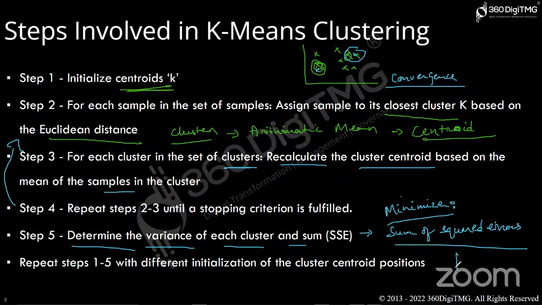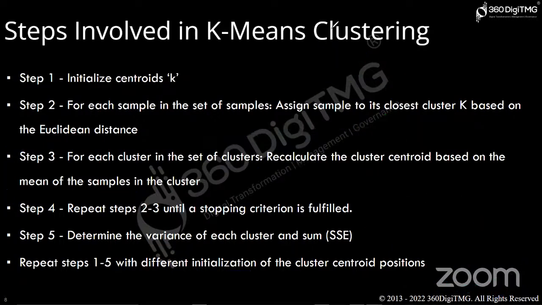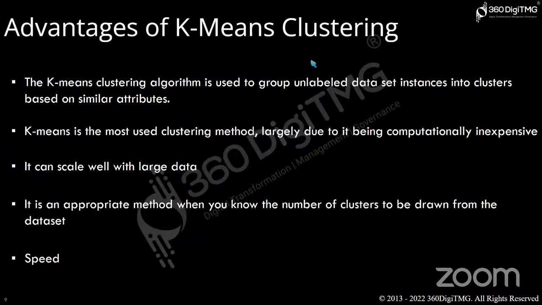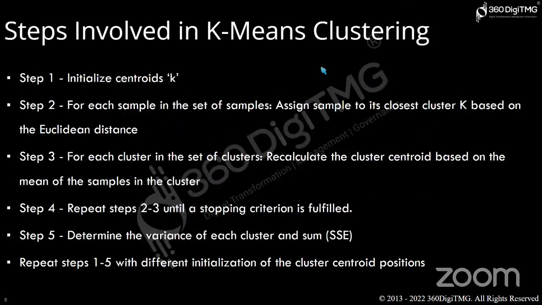So this is basically the variance of the whole cluster. We need to minimize this. All the steps will be repeated again and again until we find the best model. I'll tell you why this repetition is done.